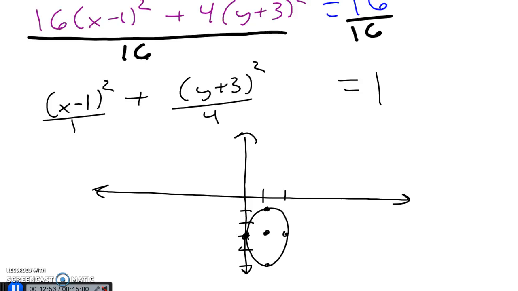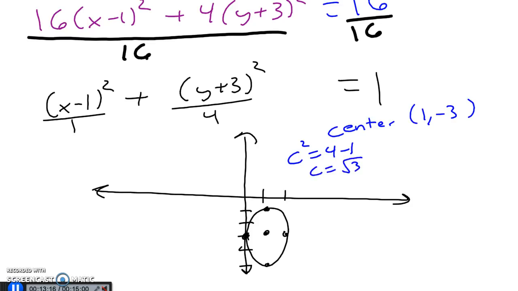I mean, we could be asked a variety of things here. We could have been asked to find the focus as well. And if we had to find the coordinates, we can find the coordinates of everything, including the focus. The center is at 1, negative 3. And since our c squared value is 4 minus 1, our c is the square root of 3. So the foci are at 1 and then negative 3 plus or minus the square root of 3. This is one point moved up the square root of 3 from here, and one point moved down the square root of 3.